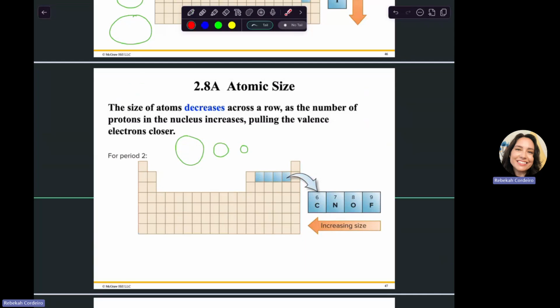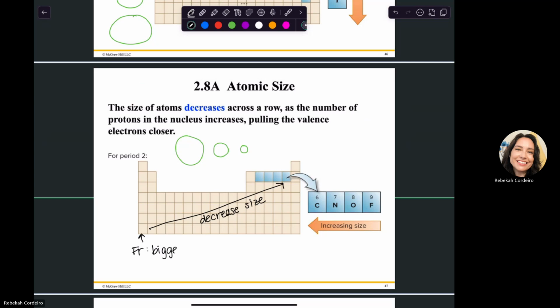And so as we go up from bottom left to top right, we decrease in size. In general, up and to the right is decreased in size. Let me redo all of that, make it a little more clear. So this is a decrease in size. The biggest is going to be francium. Well, the biggest in this trend and the biggest for real is francium.